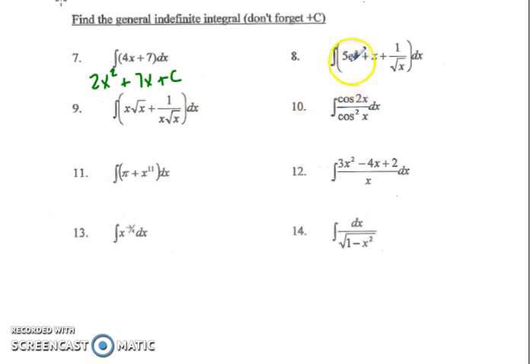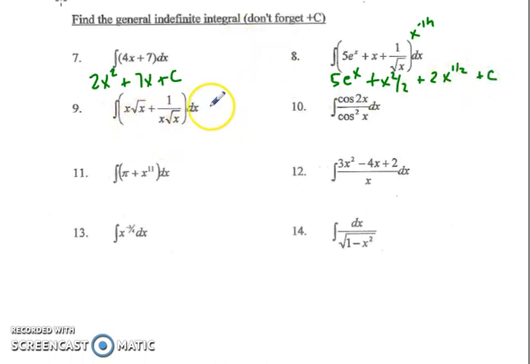For 8, e to the x integrates to itself, and the constant just stays. So I have 5e to the x. X goes to x squared over 2, and then 1 over rad x, which was really x to the negative 1/2, that integrates to x to the positive 1/2, and then when I divide by 1/2, that's really like multiplying by 2. Then I have a plus c.